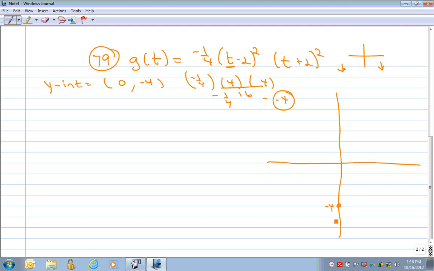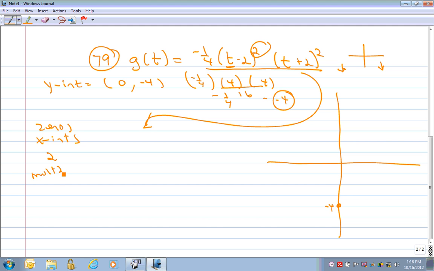All right, let's go ahead. Since this has all been nicely factored for us, let's go ahead and identify our zeros. So our zeros are x-intercepts. Nothing comes out of the negative 1/4. T minus 2, that would be a 2. Notice it's squared, so this would be a multiplicity of 2, which means it would touch. And the other would be negative 2. It's also squared, so it also has a multiplicity of 2, and it would touch. All right, so let's mark that on our graph. So we have one at positive 2 and one at negative 2.